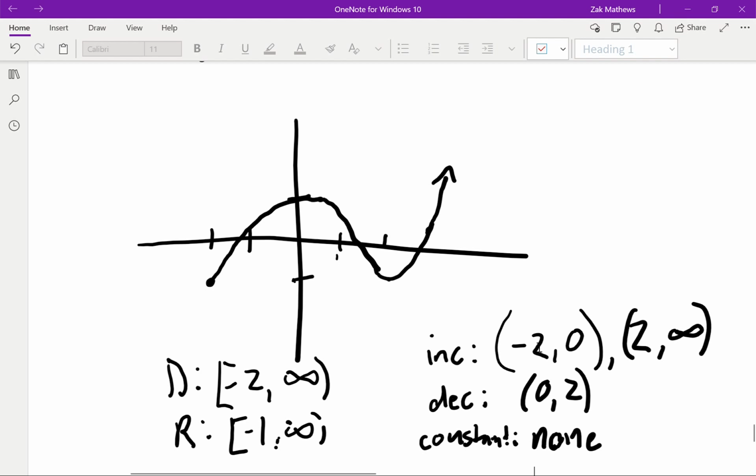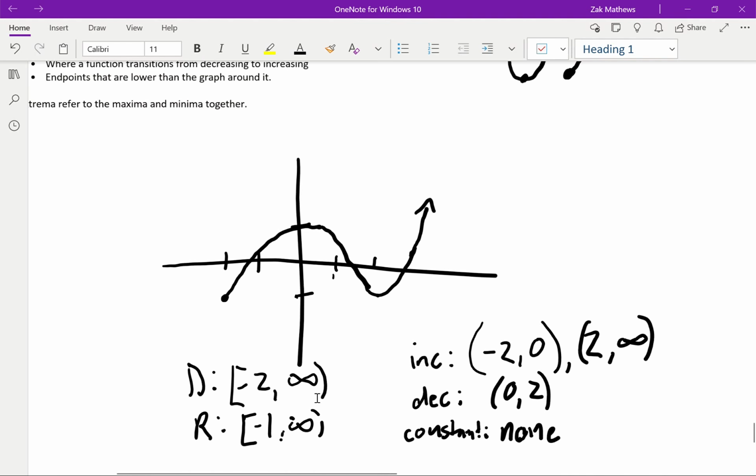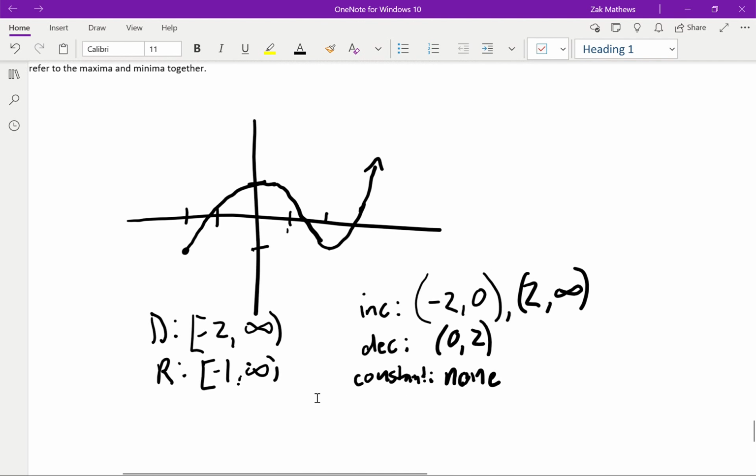Notice that this increasing, decreasing, constant space should span the entire domain. The domain is all the x values that exist. Well, other than the points at which it transitions or it turns, it has to be doing one of those 3 things. It has to be increasing, decreasing, or constant. So we go from -2 to 0, from 0 to 2, and 2 to infinity. Notice we're going from -2 to infinity. The last thing I want to do is define the relative extrema.